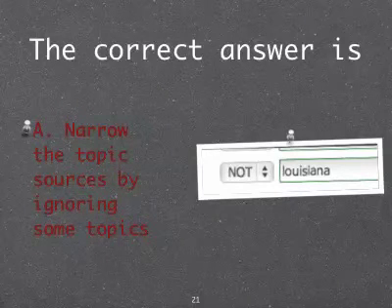The word not, used as a limiter, will eliminate unwanted topic sources. A. Narrow the topic sources by ignoring some topics. For example, this search did not want to include Louisiana in its results for hurricanes.